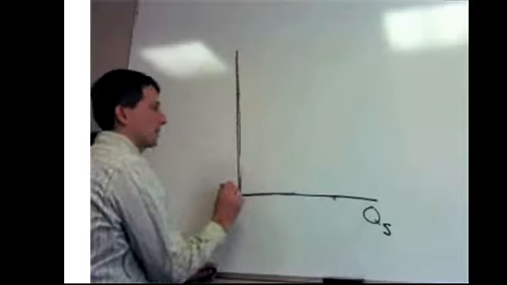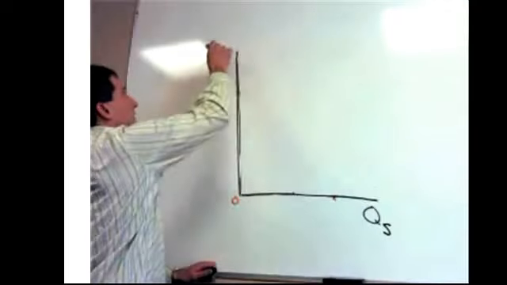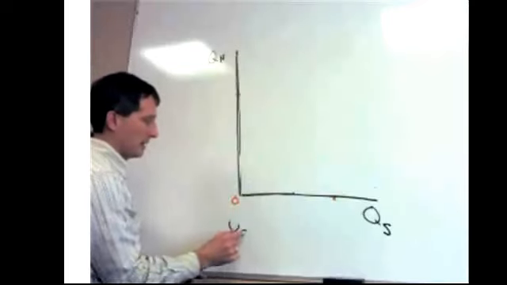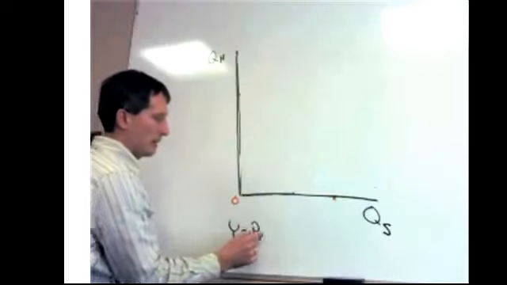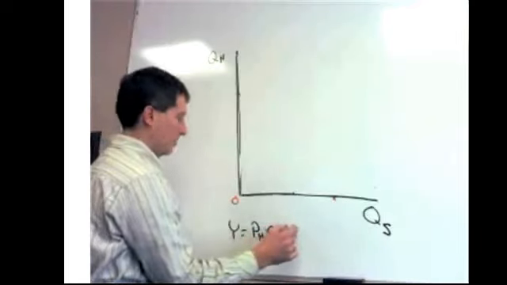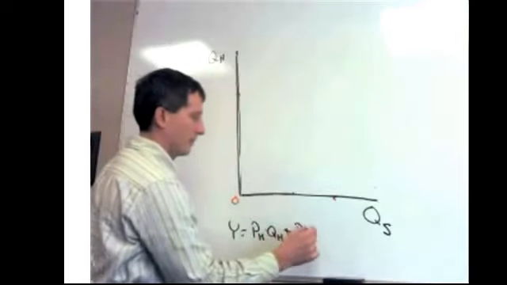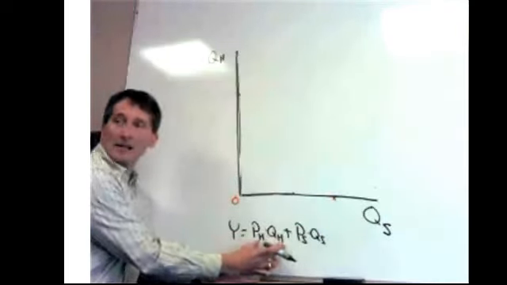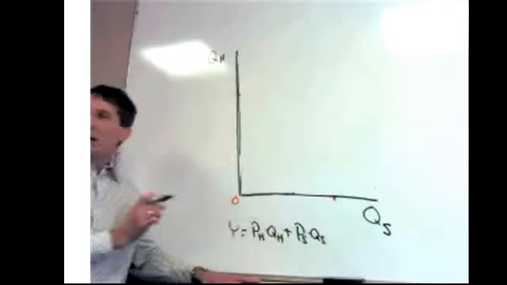With the budget constraint, if we're back to hats and shoes, I've got a certain amount of income, and I'm going to spend that income on hats and shoes. Right? Spending on hats plus spending on shoes equals all my income. I spend all my income.